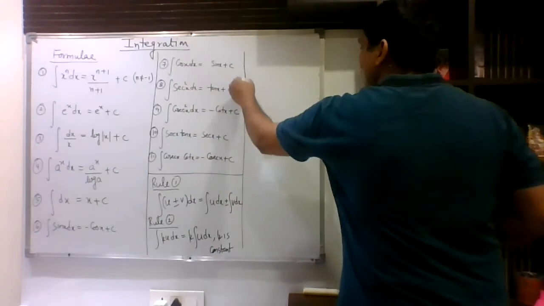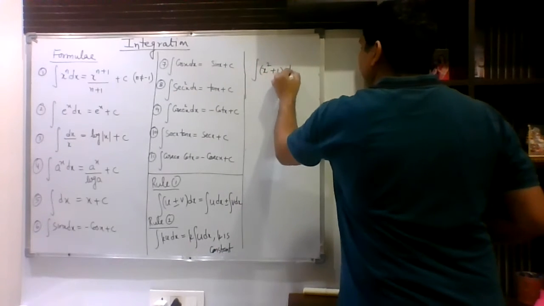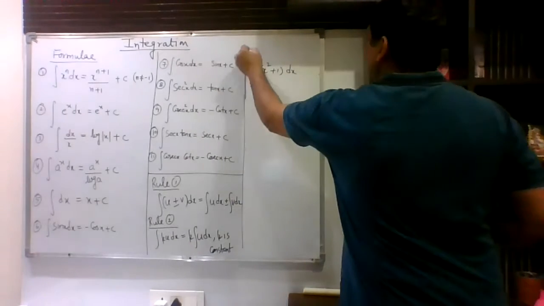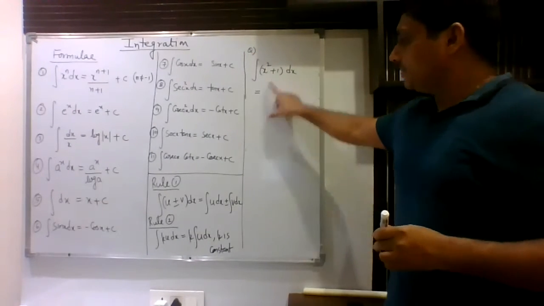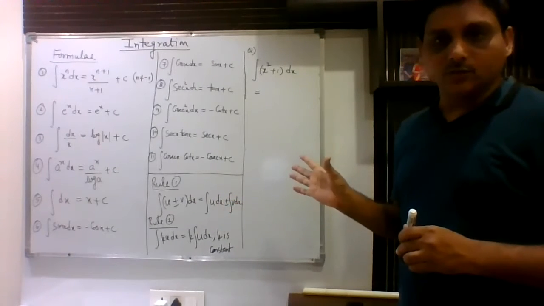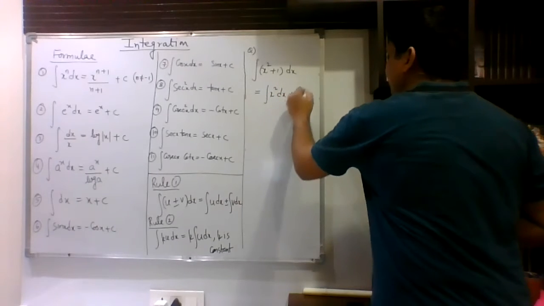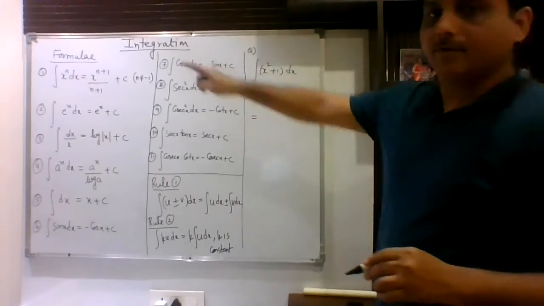So suppose you want to integrate x square plus 1 dx. First of all, if you see this x square plus 1 dx, this comes under category rule number 1. So you can split this into two parts. This can be rewritten as x square dx plus dx. Now on this you will apply formula number 1.